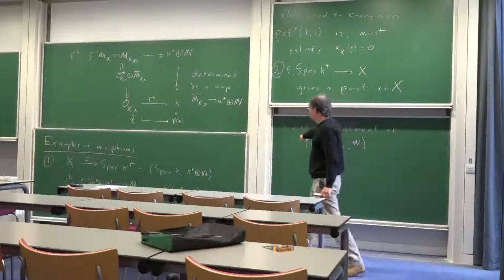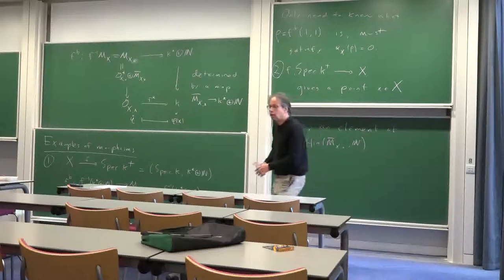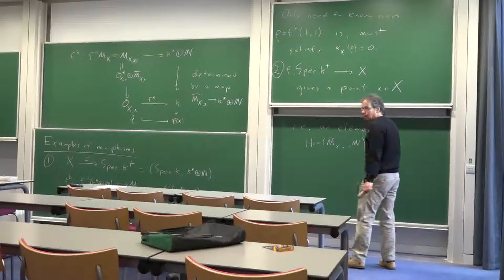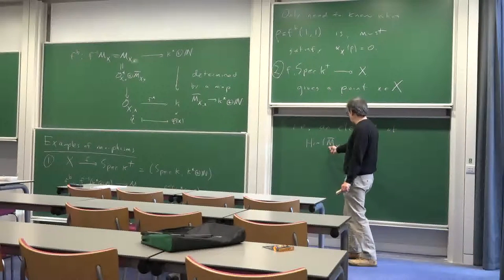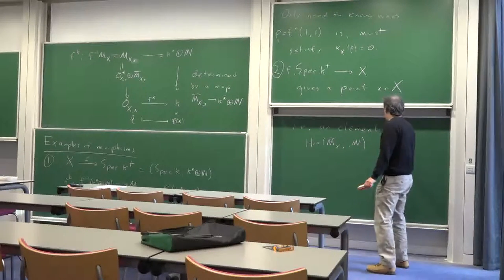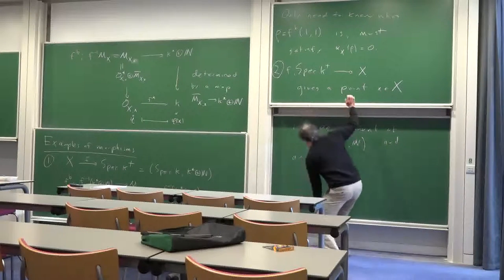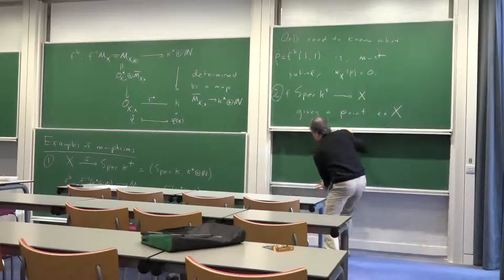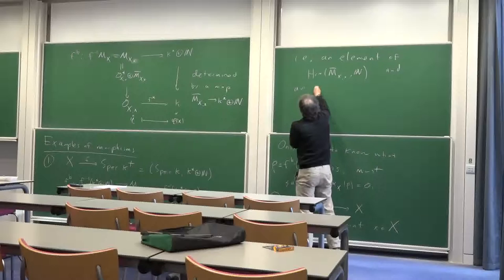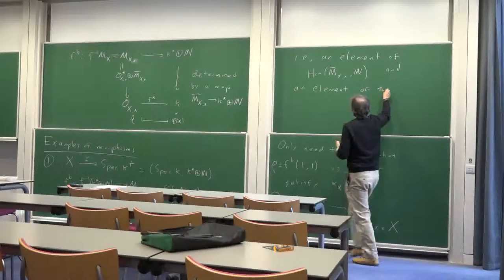Now, I'll leave a bit of blank space here, as I'll come back to this. So we have an element, a homomorphism, a monoid homomorphism from N-bar_x into N, and an element of the algebraic torus.